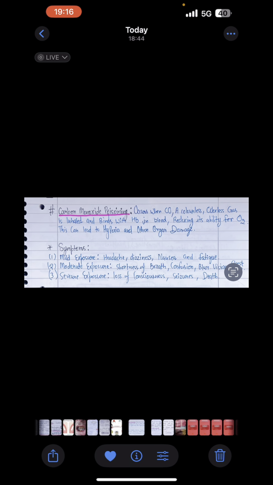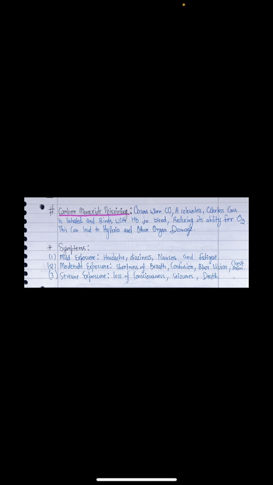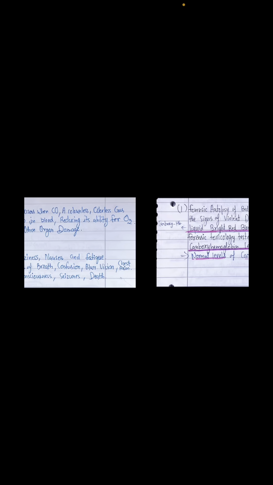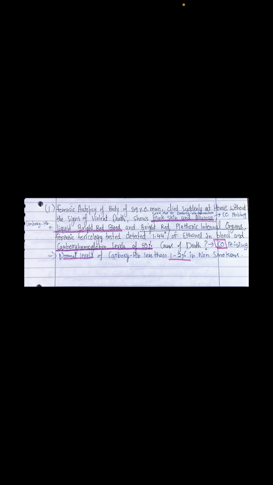In moderate exposure, there will be some shortness of breath, confusion, blurred vision, chest pain. In the severe exposure, we see that the person may have seizures, loss of consciousness, or the patient may die sometimes. We all know the stories about carbon monoxide poisoning in the cases of Ukraine. They burn some coal inside the room for the snowfall days, and we all know those stories, so they don't wake up again.